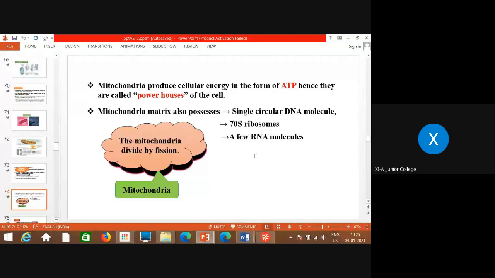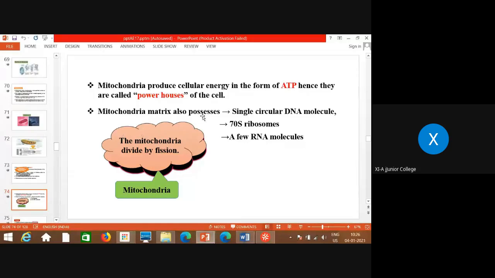Mitochondria produce cellular energy in the form of ATP. Hence, they are called the powerhouses of the cell. You must have heard this, and you have learned it in the previous standards: give reason, why are mitochondria called the powerhouse of the cell? Because they produce energy, and that is stored in the form of ATP. And as and when required, that ATP is used. That means the energy produced through cellular respiration is stored in the form of ATP, that is adenosine triphosphate.